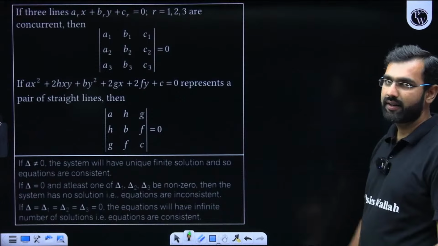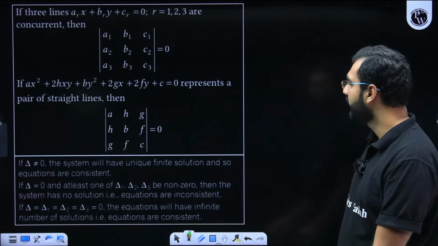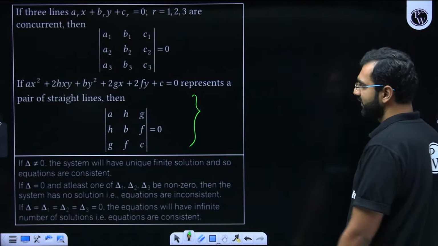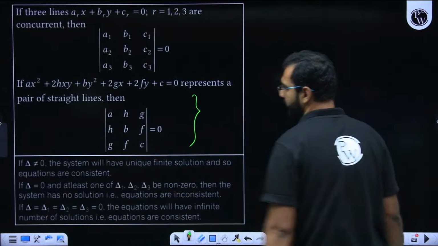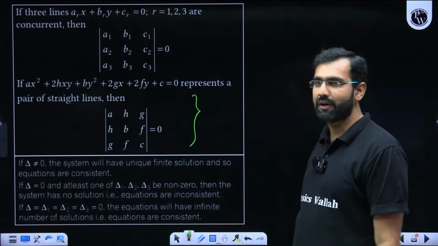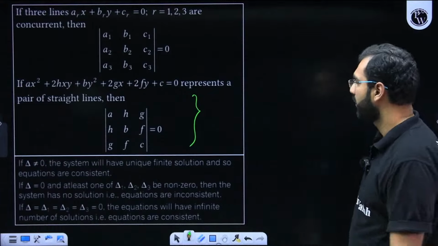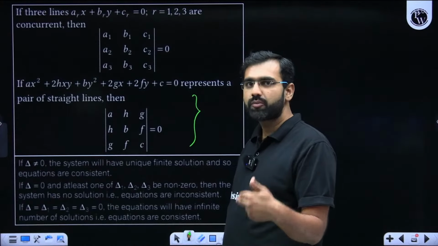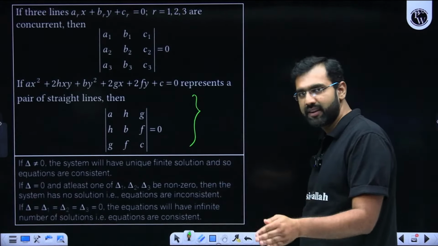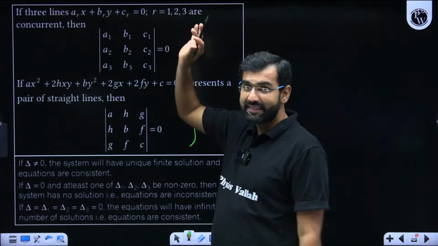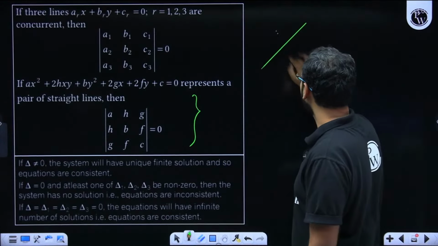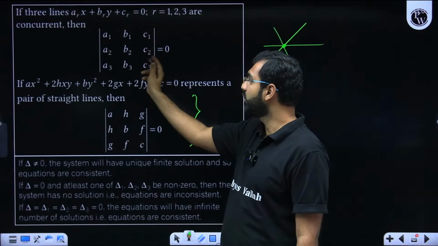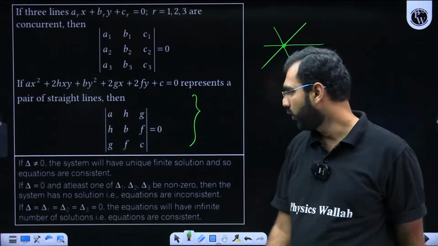We have already discussed this when we were discussing vectors in 3D. This determinant with A, B, C, H, G, F, if it is 0, it will be representing a pair of straight lines, otherwise a conic. I hope you remember that. And if the lines A1x plus B1y plus C1 equals 0, A2x plus B2y plus C2 equals 0, and A3x plus B3y plus C3 equals 0 are concurrent, meaning all three lines pass through one single point, then the determinant A1, B1, C1, A2, B2, C2, A3, B3, C3 will be 0. I hope you do remember that.